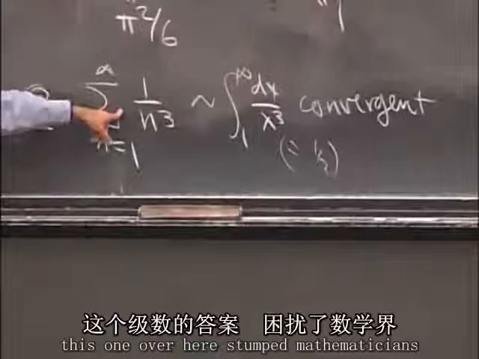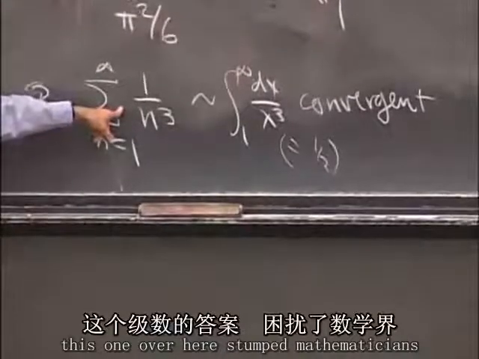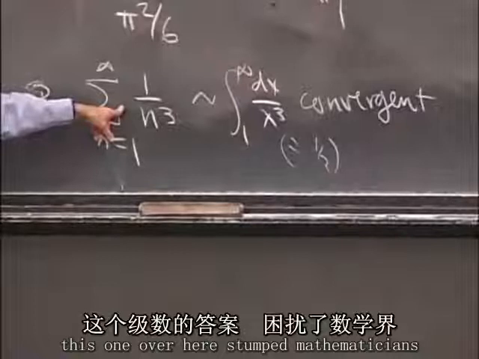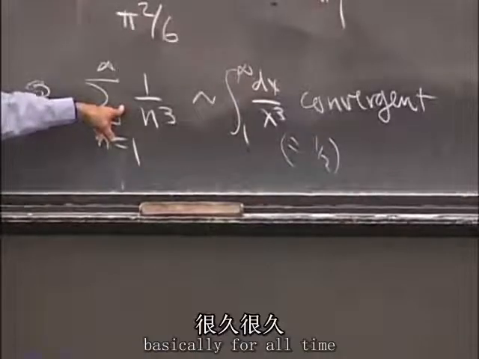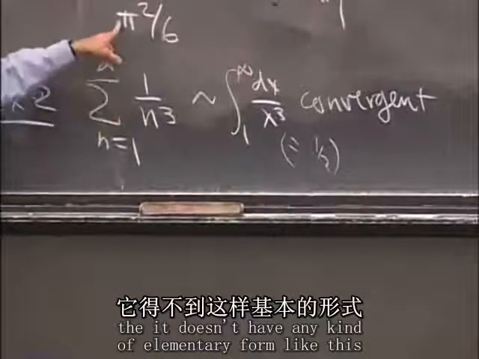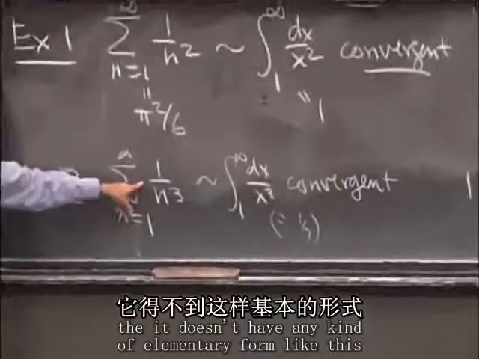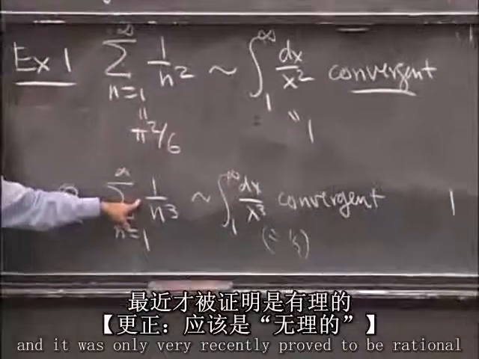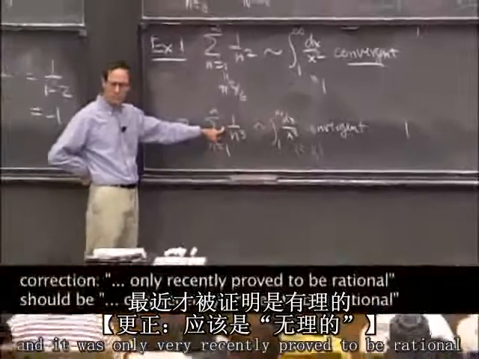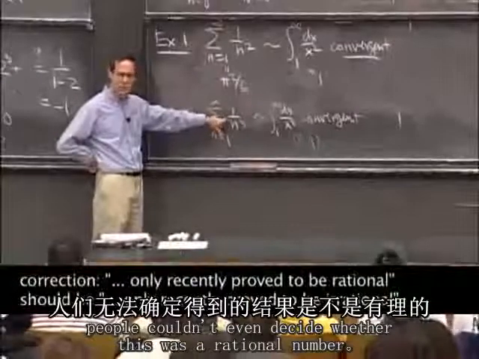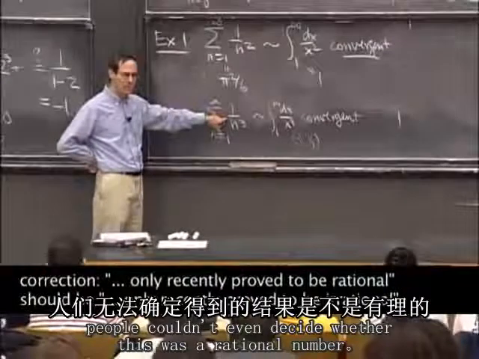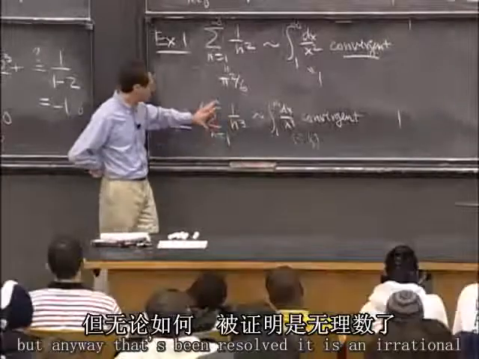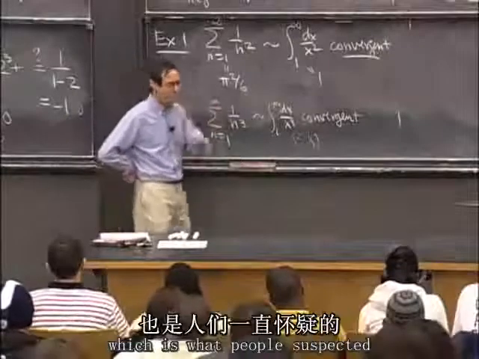This one over here stumped mathematicians basically for all time. It doesn't have any kind of elementary form like this. And it was only very recently proved to be irrational. People couldn't even decide whether this was a rational number or not. But anyway, that's been resolved. It is an irrational number, which is what people suspected.